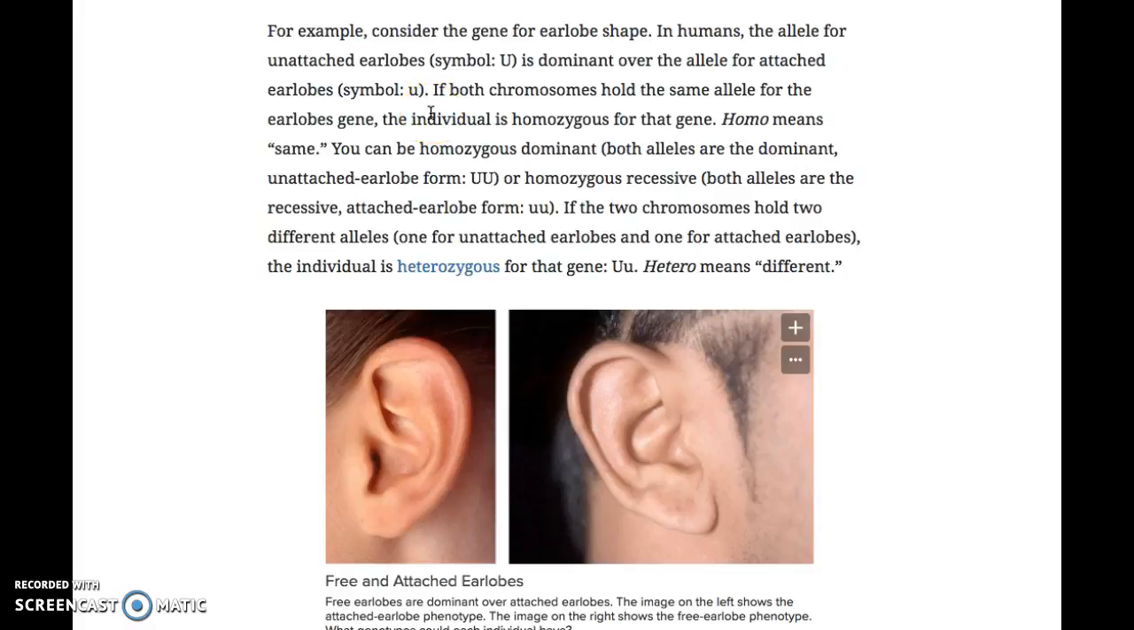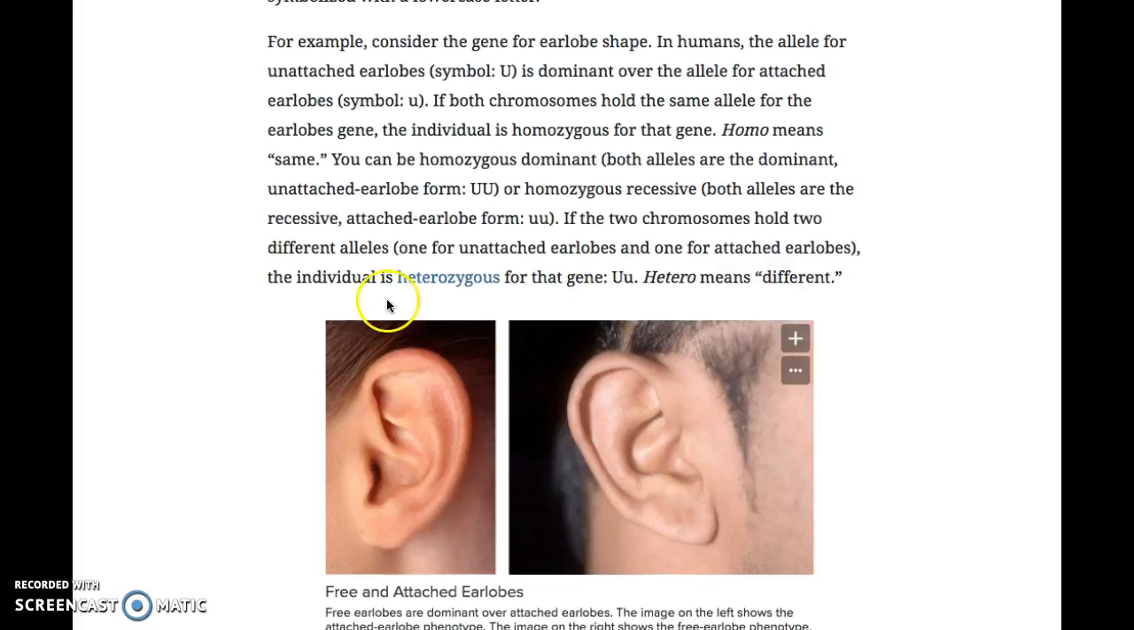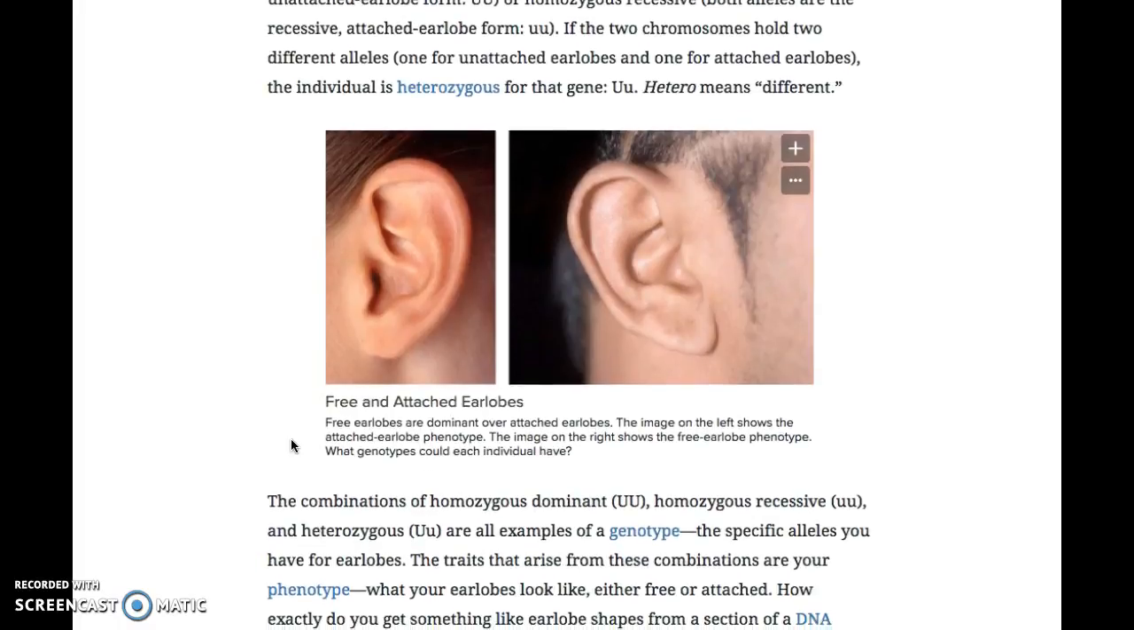Remember we talked about homo meaning same earlier? You can be homozygous dominant. You can have free earlobes and have 2 capital U's. But you could also have a capital U and a lowercase u and have the unattached ears. That's called being heterozygous, when you have 2 different alleles for the same gene. The only way to have the recessive trait, however, is to be homozygous, have 2 lowercase u's. If you feel your ear and it's attached, you will know that you are homozygous for that trait.